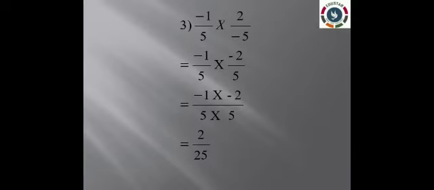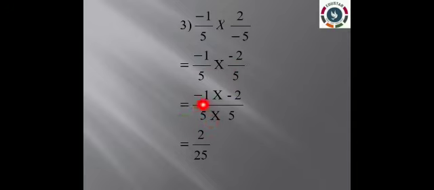Next example, minus 1 by 5 into 2 by minus 5. 2 by minus 5 can be written as minus 2 by 5. The product of the numerators divided by the product of the denominators. Numerator terms are minus 1 and minus 2. Minus 1 into 2. Product of the denominator, 5 into 5.